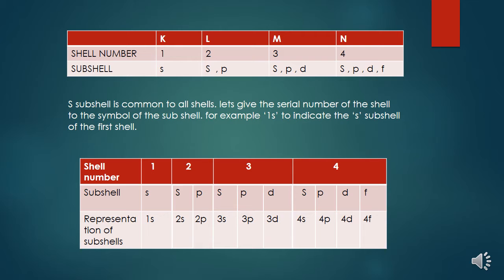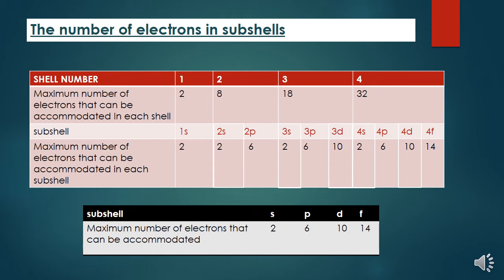More examples are given in the table. The shell numbers are given in the first row, and the subshells are given in the second row. Representations of the subshells are given in the third row. We can see that according to the shell number and the subshell, we can indicate the subshells with their serial number. How many electrons can be filled in each sub-energy level? Here we are going to learn the number of electrons in subshells. Before that, we have to know how many electrons can be filled in each main energy level.